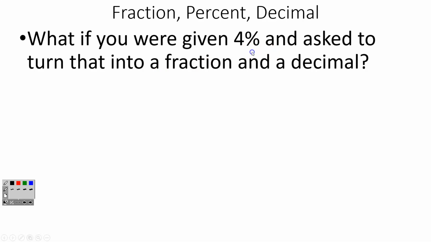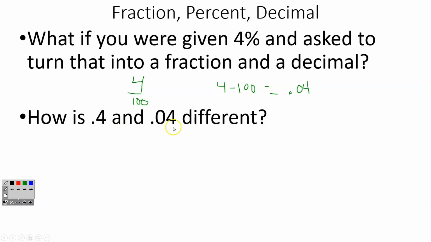If we were given 4% and asked to change that into a fraction and a decimal, how would we do that? To go from a percent to a fraction, I just take the number and put it over 100. If I'm asked to turn it into a decimal, I just do the top number divided by the bottom number, and that gets me an answer of 0.04.